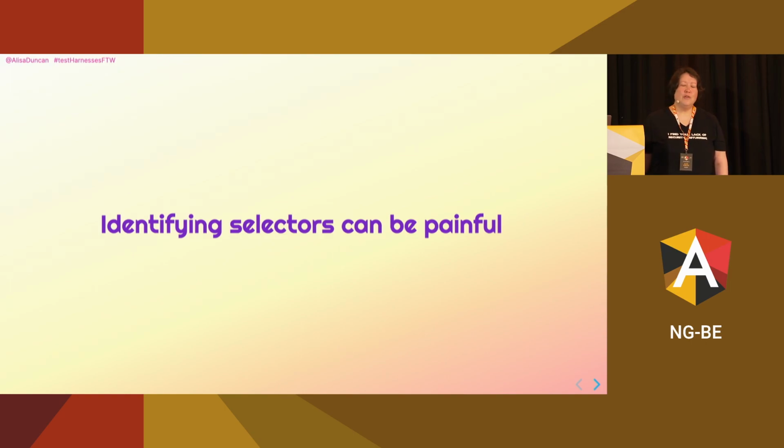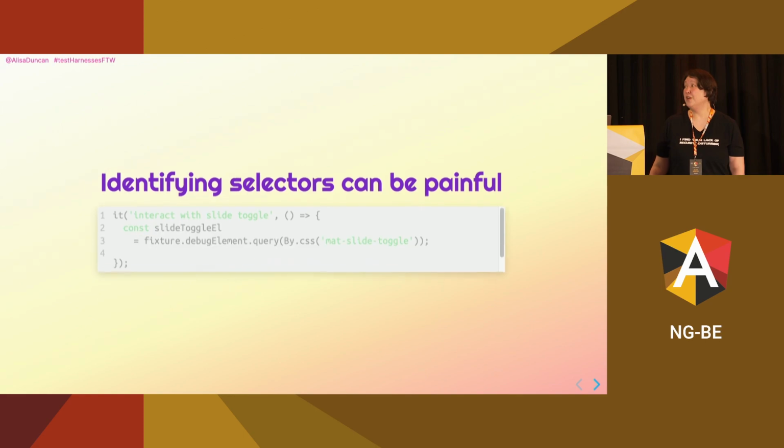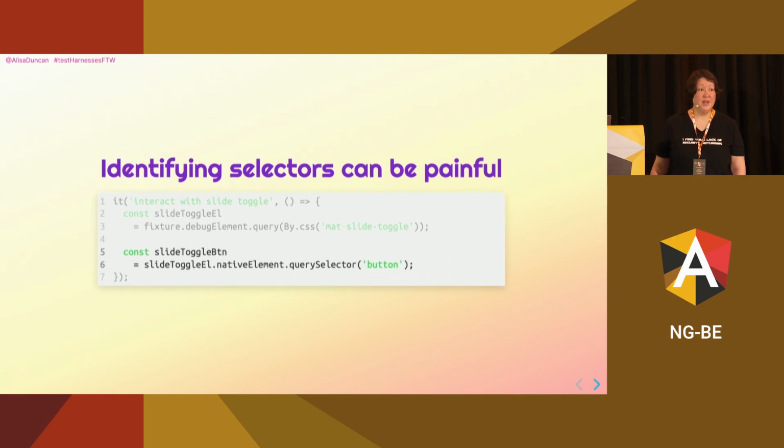And if you've used third-party UI control libraries, you might find that identifying selectors can be pretty painful. Let's talk about that slide toggle. Let's say you want to interact with that slide toggle. You might be tempted to query by the selector mat-slide-toggle. Unfortunately, this isn't the interactive element of the slide toggle. Under the covers, it's a stylized button. And that's what you'd have to work with to toggle it on and off or interact with it. But you wouldn't know that it's a button unless you dug around into the implementation or inspected it in DevTools, which you shouldn't have to do for a test.